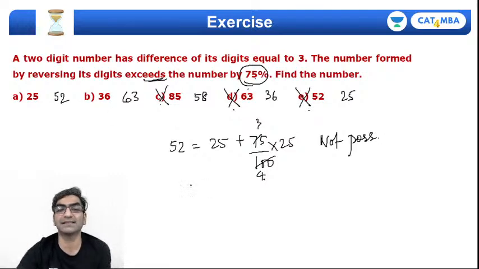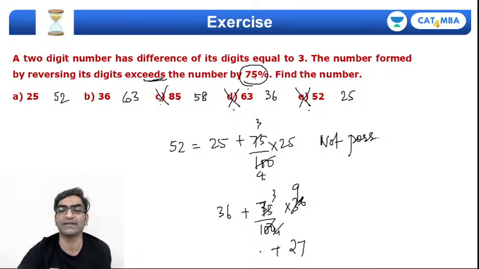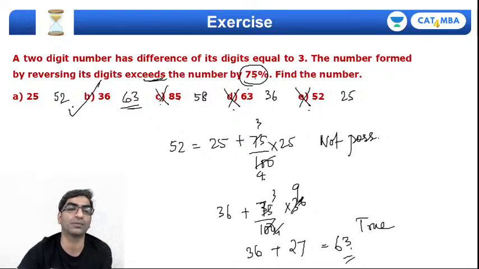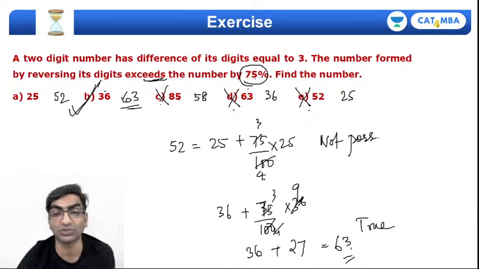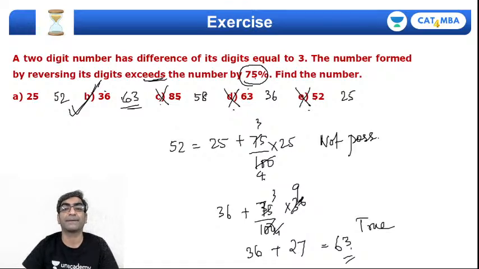But with 63, does that work? With 36, does that work out? Let's see. 36 में अगर मैं 75 by 100 करूँ, right? I know that that's going to anyway reduce to 3 by 4. So 3/4 of 36. How much is that? 4 9s are 36. 9 into 3 is 27. So 27 plus 36. What do I get? I get 63, which is exactly what happens when you reverse the digits, right? So that's true, which means the correct answer should be option B. No need to make equations, no need to solve, just use the option choices, right?